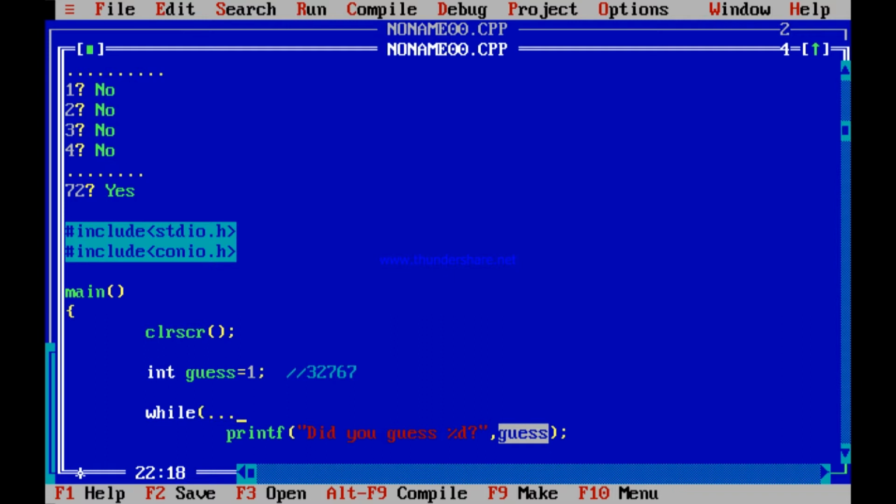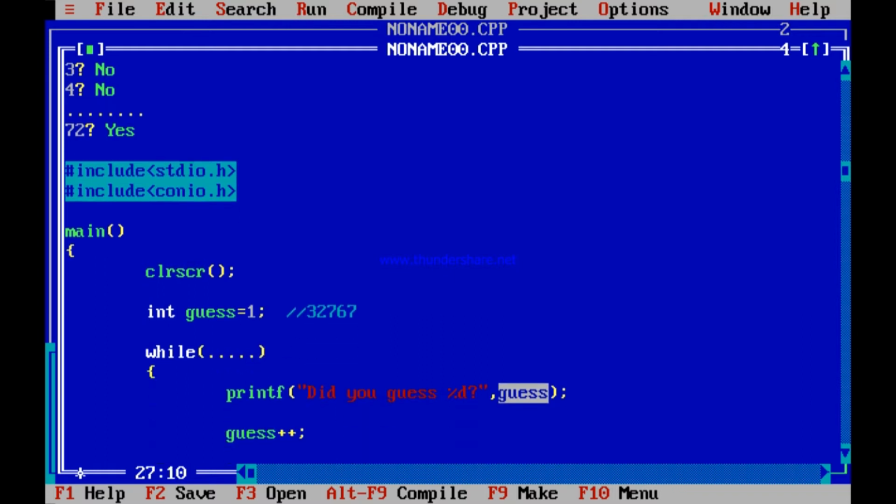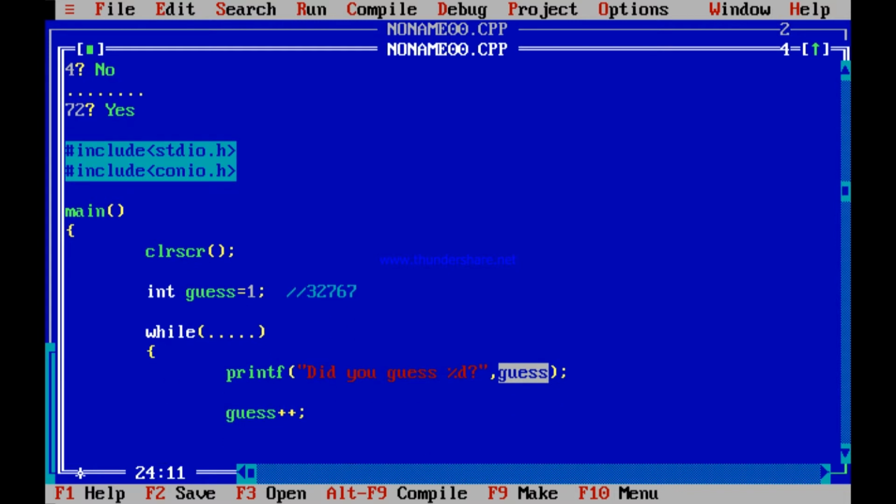What is the end point of that while loop? I will write later. For the time being, my idea is, in my loop, I have entered with guess equal to 1. I ask the user, did you guess 1? I will increase guess, guess will become 2. So next time in the loop, I will ask, did you guess 2? Then again I will increment guess, guess will become 3. I will ask, did you guess 3? And so on, I will keep on incrementing. This can be my idea of writing the program.